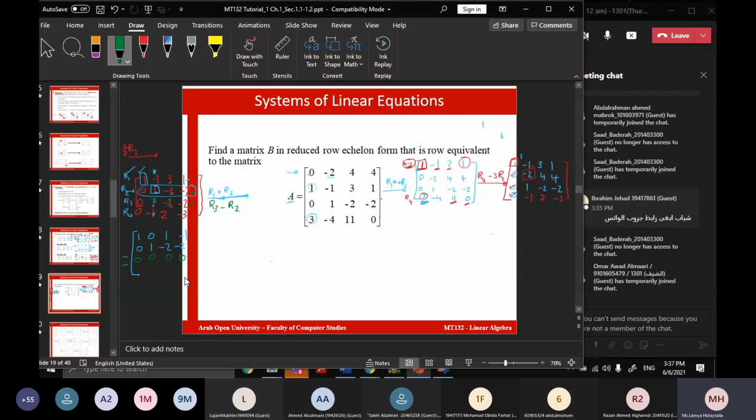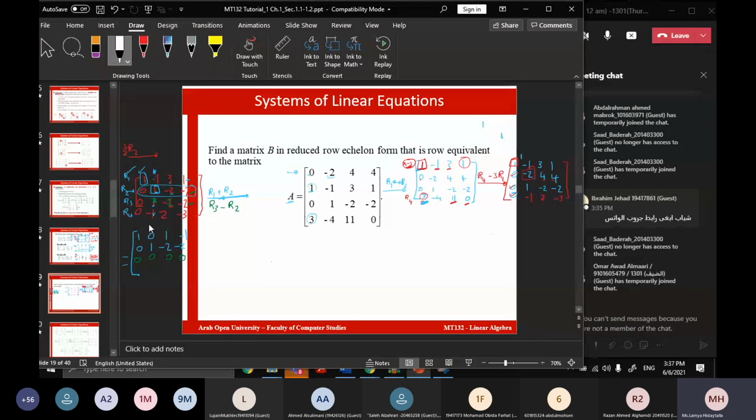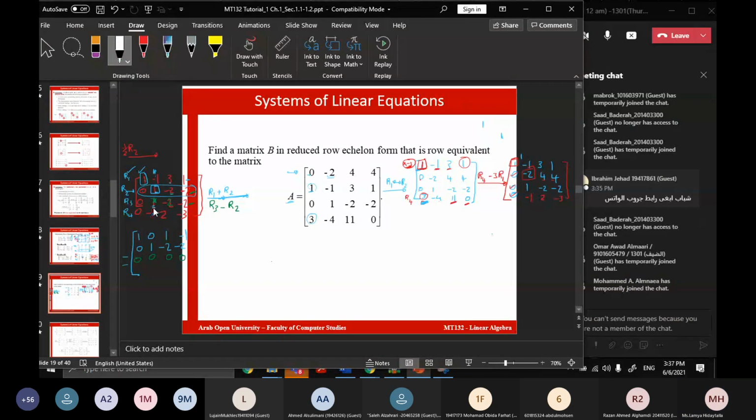Okay, now also I want to change R4. I want to change which one? R4. Okay, we want to change R4. I want to make this number 0 as well. Which row will I use? I will use again R2. How can I make it 0? Here I have minus 1 and here 1. I can just add them, correct? So I will change R4.